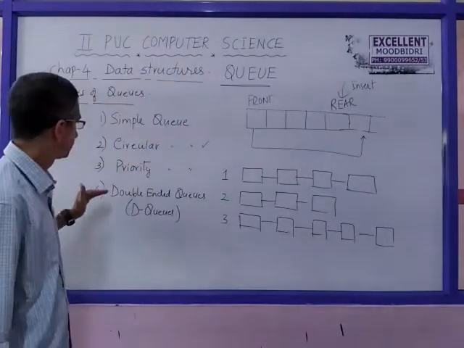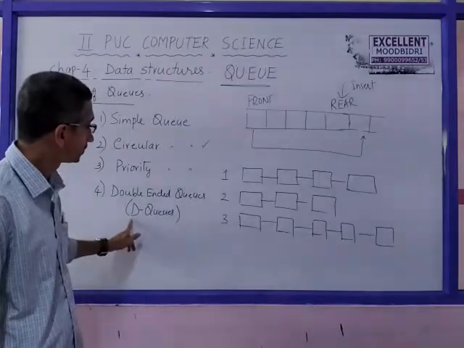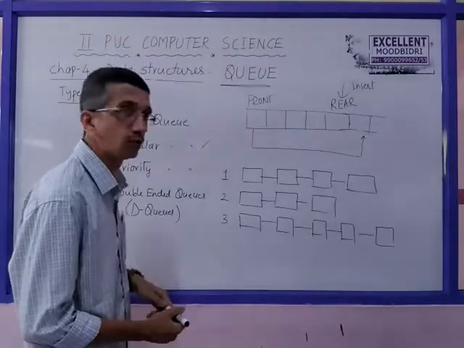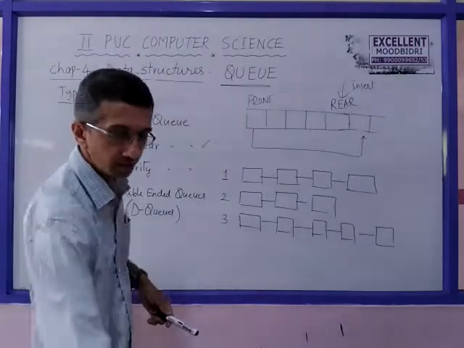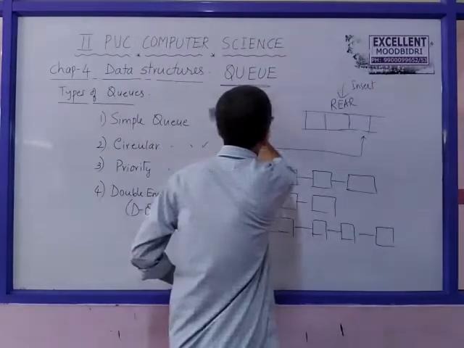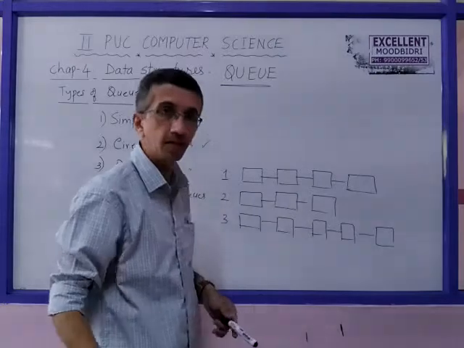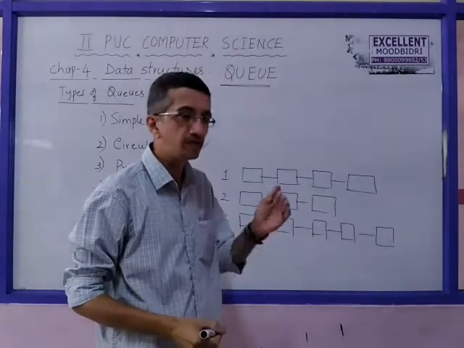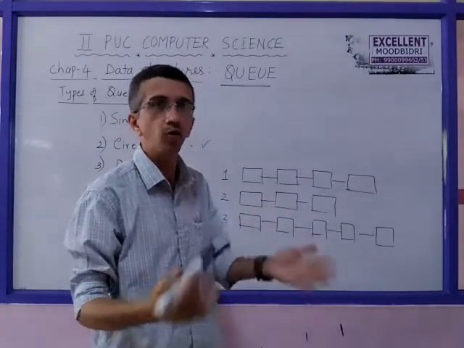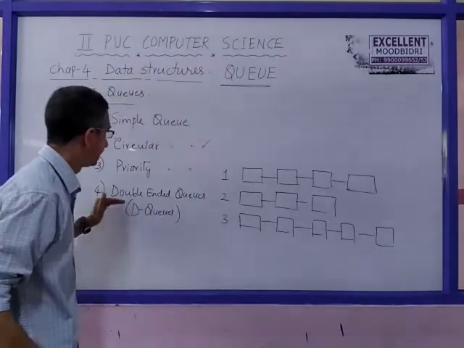The fourth type is the double-ended queue. These are also called D queues. What are these D queues? In double-ended queues, we can have insertion and deletion at both ends. Sometimes a queue can be configured to have insertion as well as deletion at both ends. Then it becomes a double-ended queue.